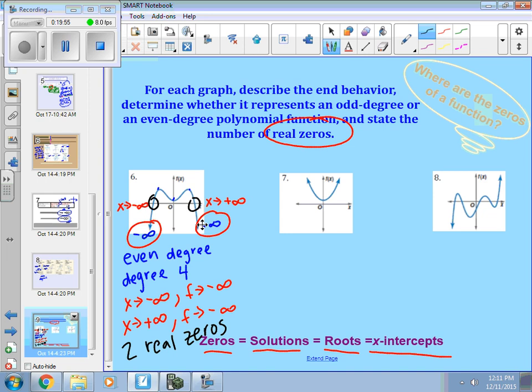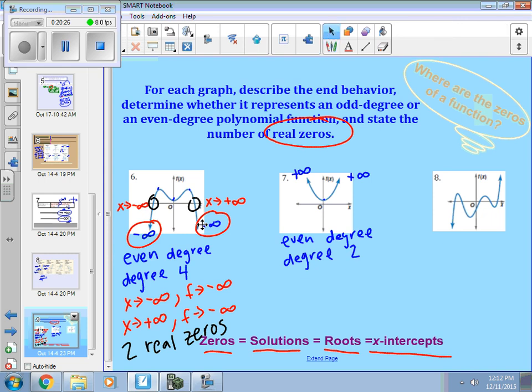All right, let's take a look at number 7. On this one, both sides are going to positive infinity. We know from before that this means it's going to be an even degree. What is that even degree? Is it 2, 4, 6, 8? Well, we see there is one turn right there. So the degree is one more than that, so this is degree 2. This is a quadratic. You get a parabola.